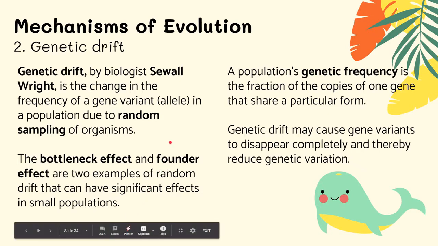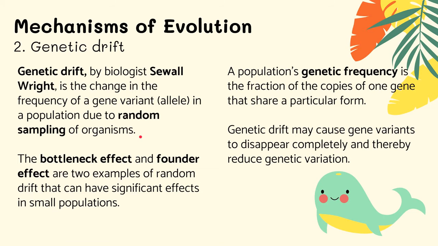Now, natural selection is not the only mechanism of evolution. It's not the only one that drives evolution. Another way that organisms evolve is through genetic drift. This was proposed by the biologist Sewall Wright. It refers to the change in the frequency of a gene variant, or allele, in a population due to random sampling of organisms.